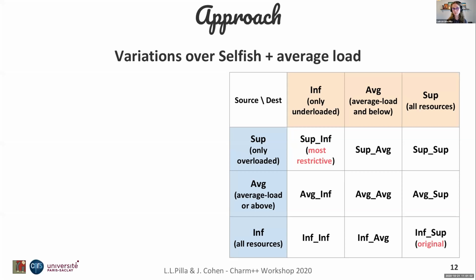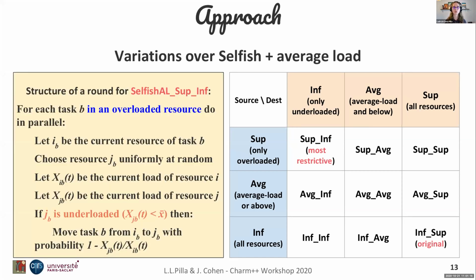So if we follow the rules for source and destination, inferior, superior, we have the original selfish algorithm, and we can also be the most restrictive and far from this algorithm using the superior, inferior rules. The change to the algorithm in this case is that we're only going to consider tasks from an overloaded resource, and when we compare the load of these two resources, we're also going to check if the destination resource is underloaded. And we're only going to do a migration with a certain probability if that's the case. So we have these 9 variations, I mean the 8 variations plus the original algorithm.